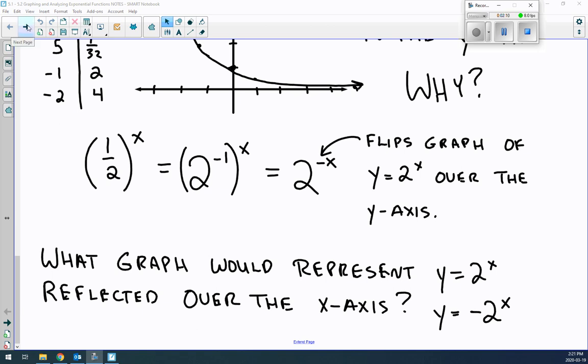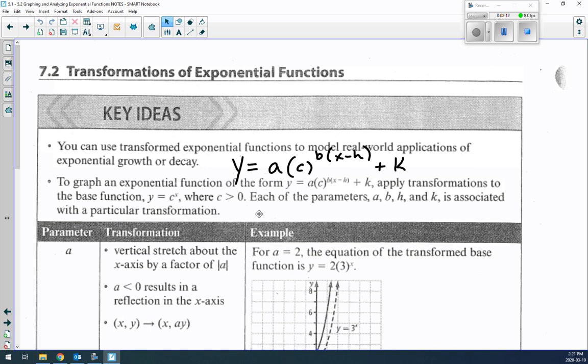Now, what these next pages are is just some standard transformations in exponential functions. So here's the basic standard equation: y equals a, bracket c, the exponent is b times x minus h, plus k. And these letters do pretty much the same things as what we've done so far in this whole chapter, and the chapter before that, when we talked about graphing.